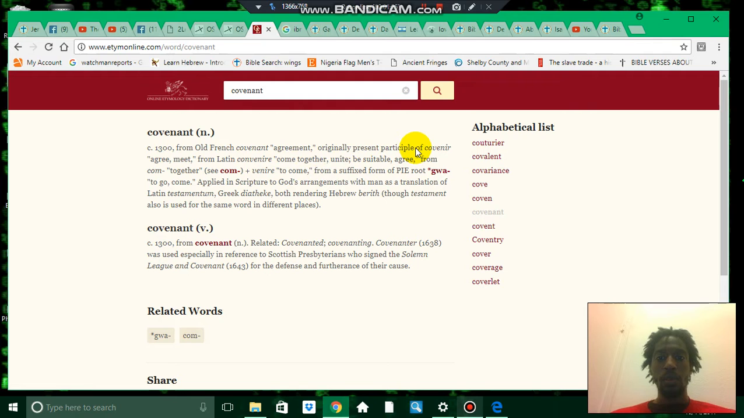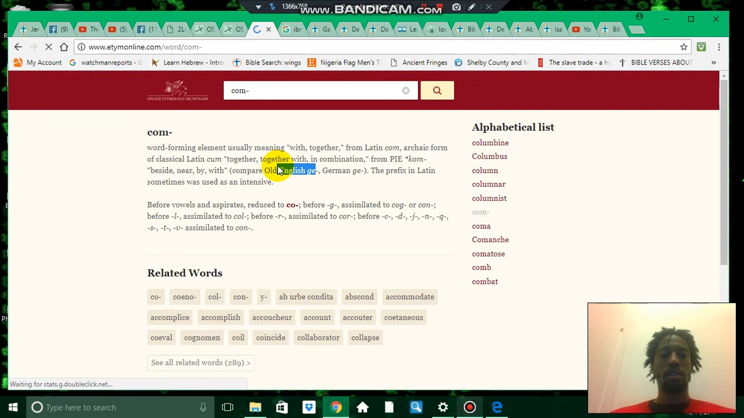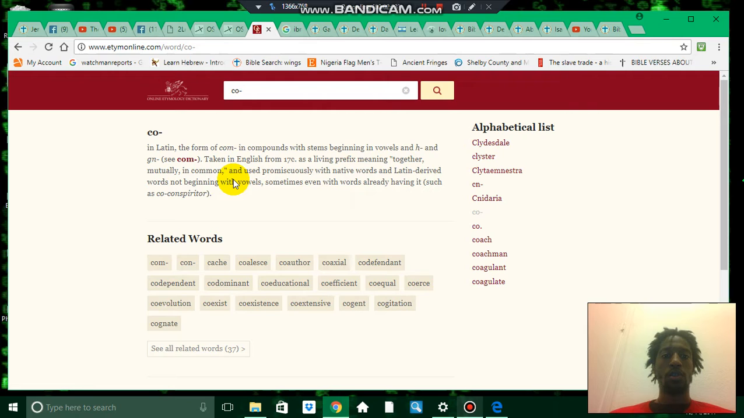But look at it. It all traces back. Even in Latin, it means come together, unite, be suitable, agree. The first part of it means come together. When you break down the word covenant, the word venire means to come. It's an element, the beginning part of the word. The prefix co means with, together. You see? Like in the word covenant, co.